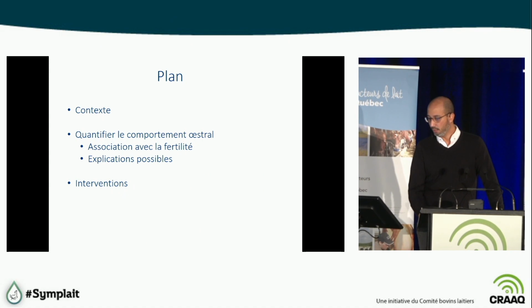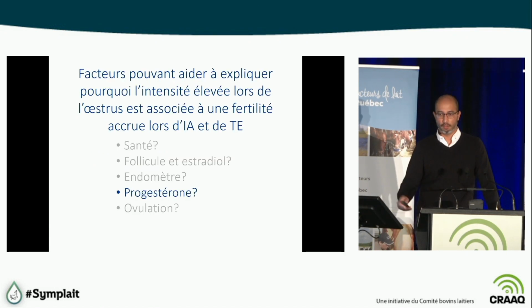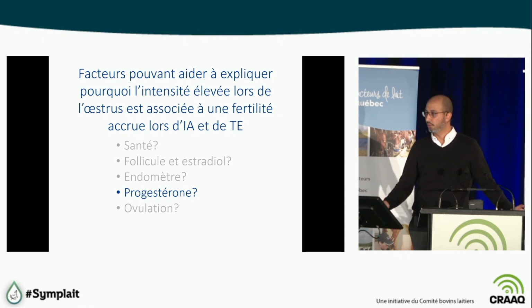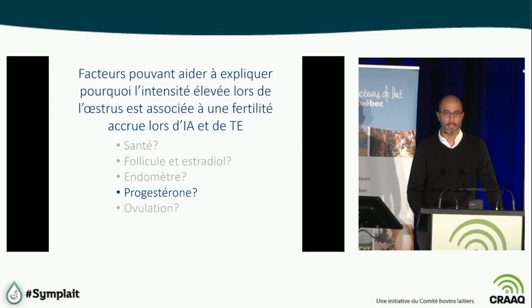So the next one is the association with fertility, of course, we determined. The second one is the possible explanations. I'm not going to dive into all the possible explanations and all the experiments we did. We tried to look into all these factors that you see now in the slide: health, follicle and estradiol, the endometrium, or how the endometrium looks like, progesterone, and ovulation. So I'm going to summarize only the last two topics, which is progesterone and ovulation. Some of the other things physiologically make a lot of sense, it's pretty interesting data.